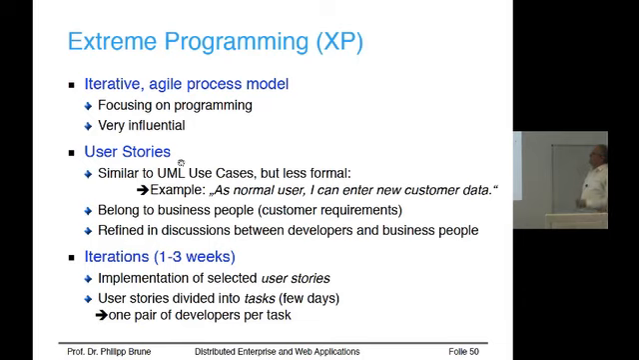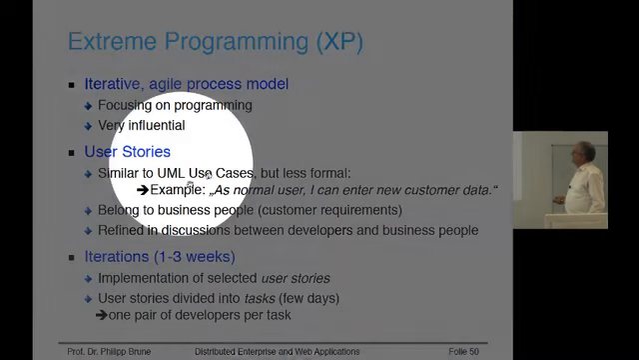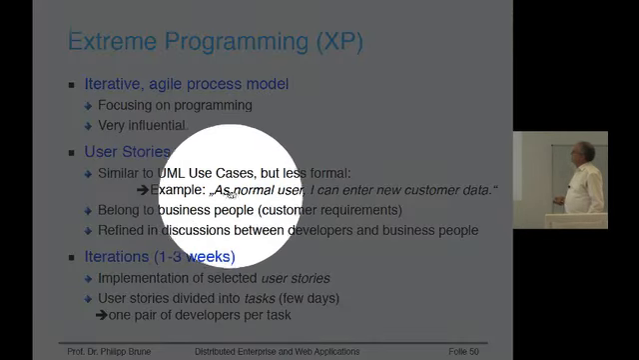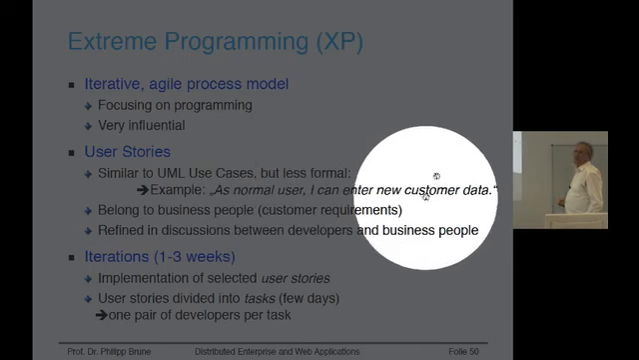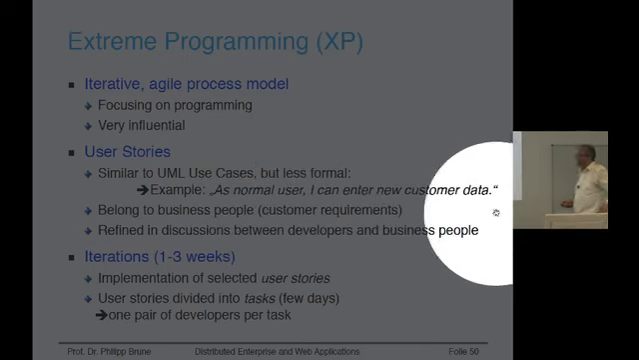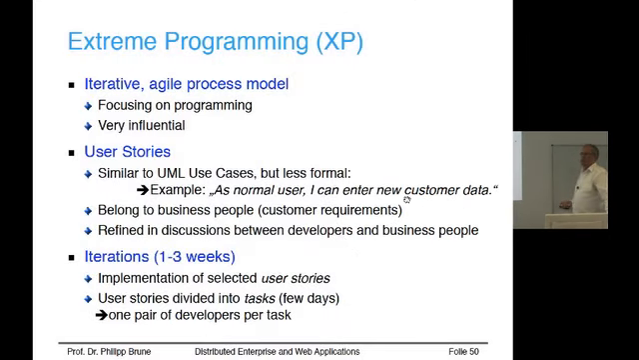The user story is a very fundamental idea of writing down requirements. It is sort of similar to a use case, but less formal and simpler. So it should be readable and writable by end users. And a user story is basically a sentence which is like, as a role, normal user in that case, I can enter something to do something. This is missing here. You could add a reason also to make it more clear. As a normal user, I can enter new customer data to send the customer an email or something. Okay, so this is a user story.